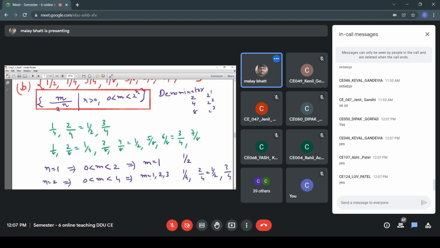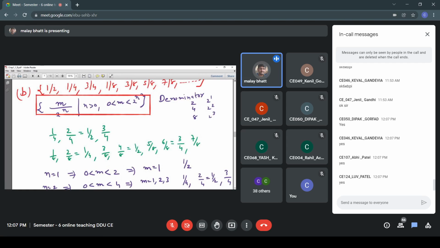Similarly, if you take n equal to 3, you will get the terms as 1 upon 8. The 1 upon 8 is there in the list. The second term is 2 upon 8, whose equivalent fraction is 1 upon 4. Then 3 upon 8, which is present in the list. 4 upon 8, again its equivalent fraction is 1 upon 2, which is present in the list. 5 upon 8. 6 upon 8, its equivalent fraction is 3 upon 4. So we are also getting 3 upon 4 in the set. And last is 7 upon 8. So that is also present in the list.